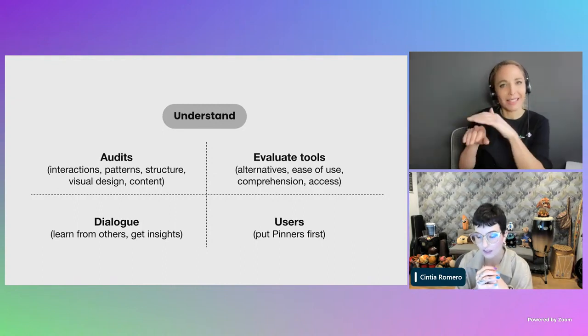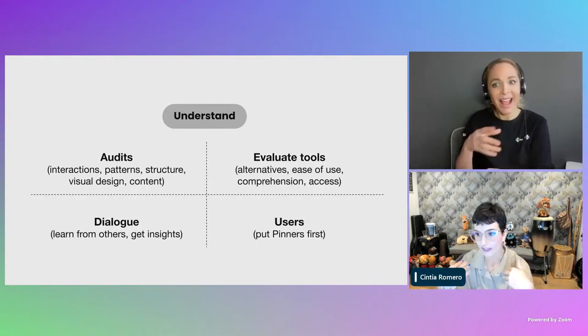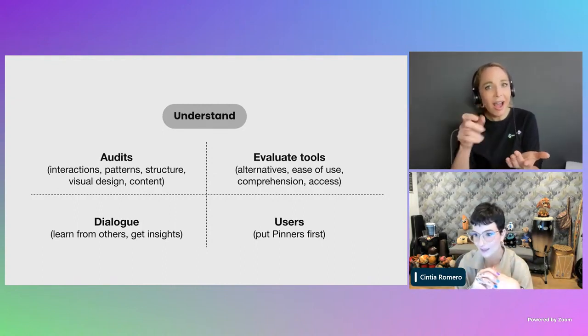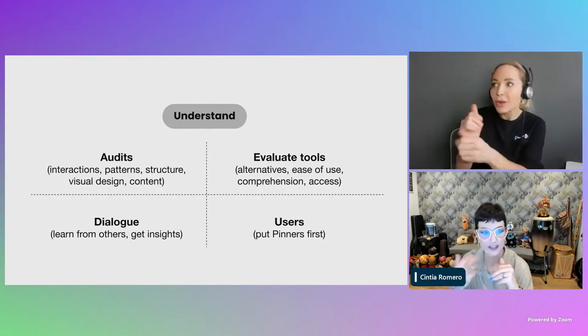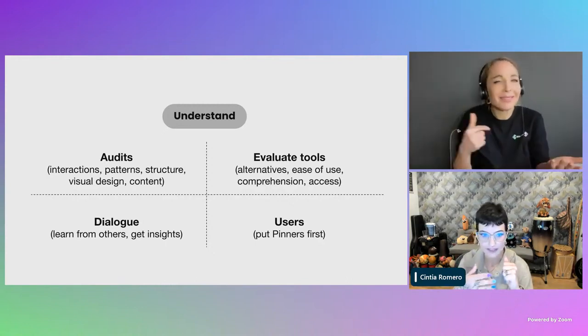What do we have to apply accessibility on the product? And dialogue. We don't know everything. We don't know all the teams because we don't work closely with everybody in the company. So dialogue, learn from others, get insights.